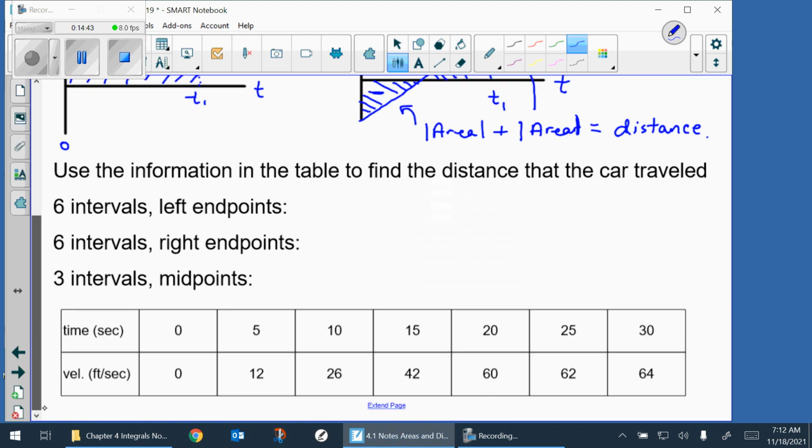Now, use the information from this table to find the distance that the car has traveled. All right, I'm going to go from a time of 0 to a time of 30. And I'm going to do 6 intervals using left endpoints. Now, since these are velocities and times, my rectangles, when I take my height times my width, feet per second times seconds is going to give me feet. I am going to get distances. So my first rectangle is going to be 5 units wide. And if I use the left endpoint, I'm using 0.